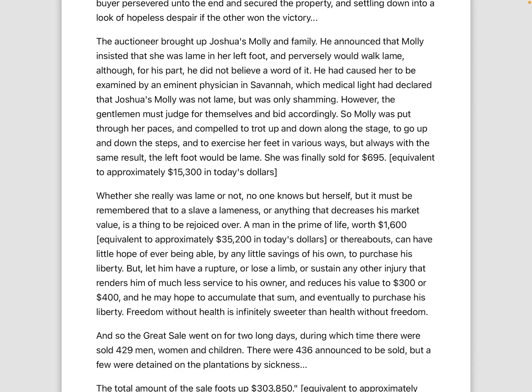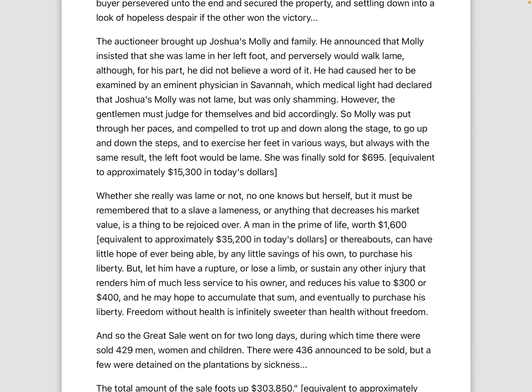So Molly was put through her paces and compelled to trot up and down along the stage, to go up and down the steps, and to exercise her feet in various ways, but always with the same result. The left foot would be lame. She was finally sold for $695, equivalent to approximately $15,300 in today's dollars. Whether she really was lame or not, no one knows but herself, but it must be remembered that to a slave, a lameness or anything that decreases his market value is a thing to be rejoiced over.